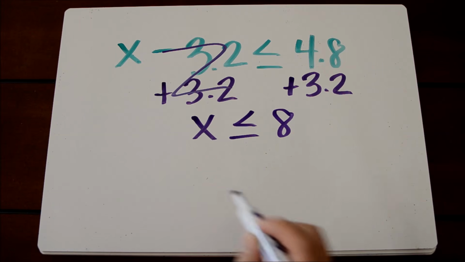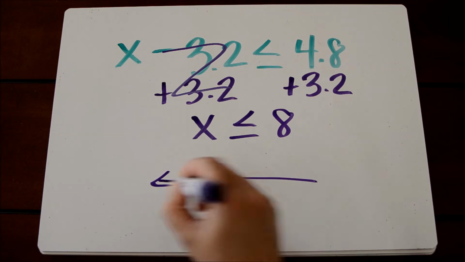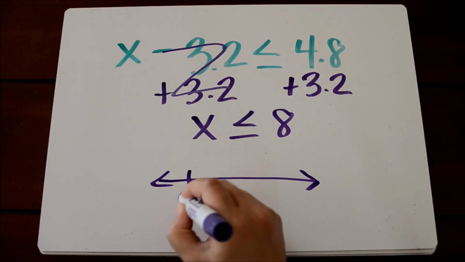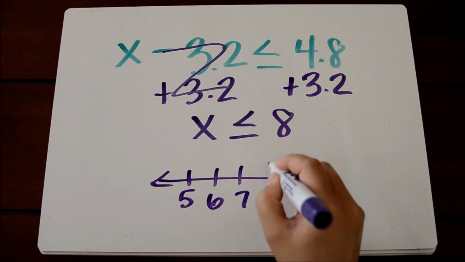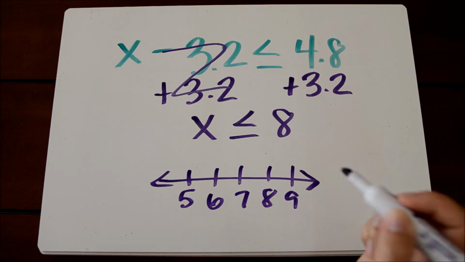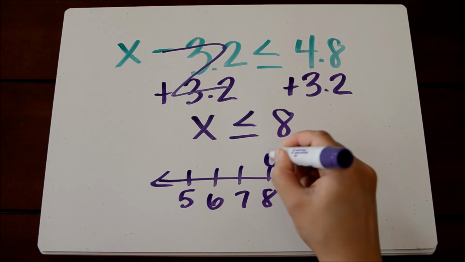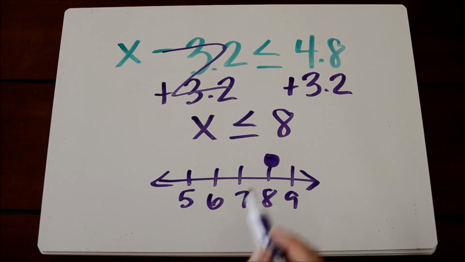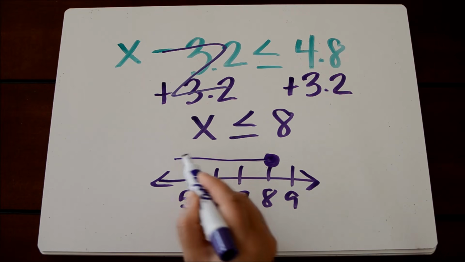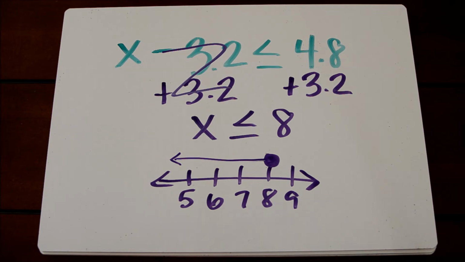So that means x can be 8, but it could also be any number that is less than 8. So let's take a look at what it would look like on a number line. We're going to draw a closed circle over the 8, which means it can equal 8. And then we'll draw an arrow to the left, meaning that it could also be any number smaller than 8. It could be 5, 6, 7, or negative 15. Any number to the left on the number line.